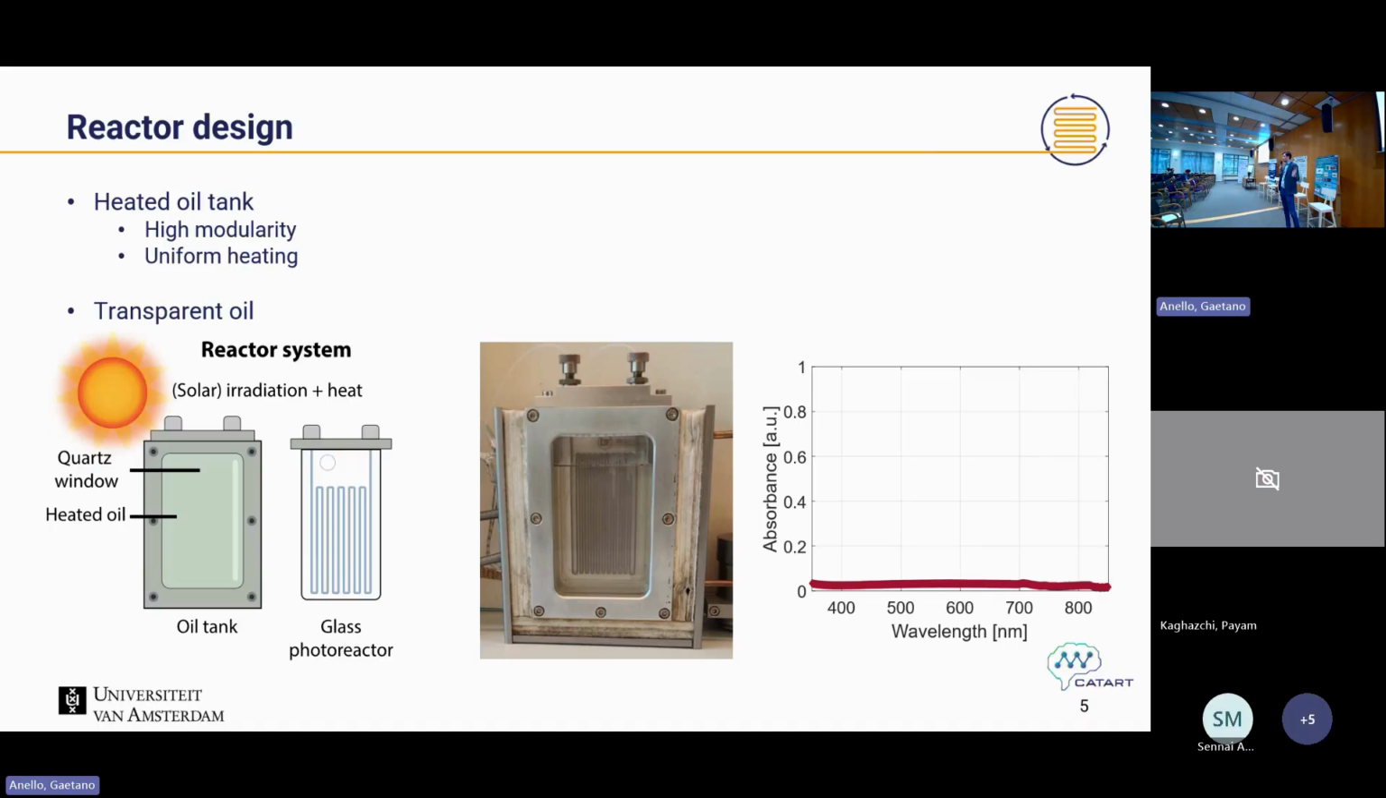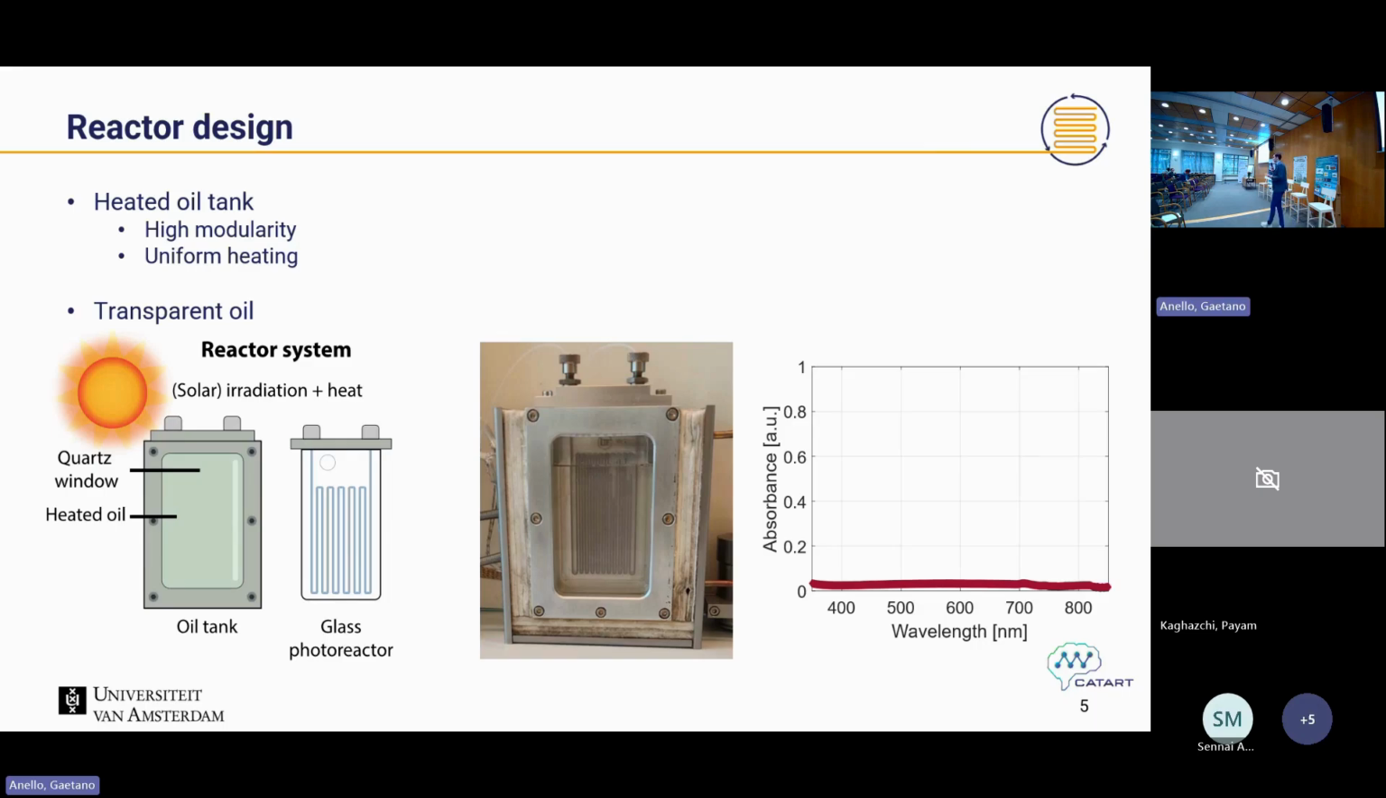So we buy them from a company called Little Things Factory. It's just a glass reactor with a channel carved in there. And you can basically insert it in the oil. In that case, you get heating from multiple sides. So at least you minimize the temperature gradients within the reactor.